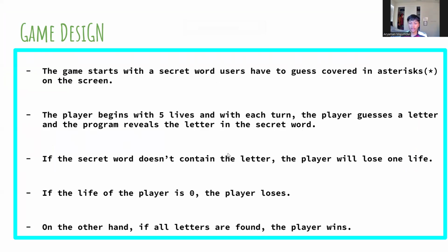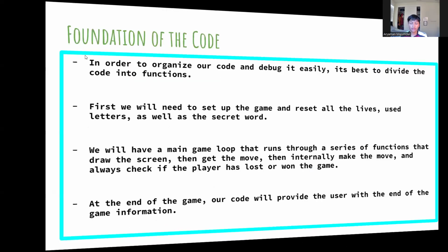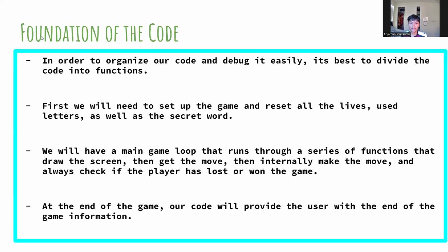If the secret word doesn't contain the letter, the player will lose 1 life, and the game loop will continuously check if the life of the player is 0 and output the player's loss, or if all letters are found and the player wins. So the foundation of the code basically states that in order to organize our code and debug it easily, it's best to divide the code into functions, which will make it easier to organize and debug.